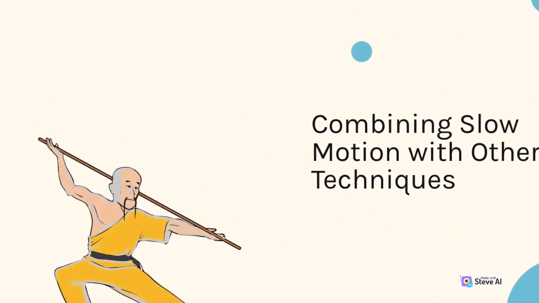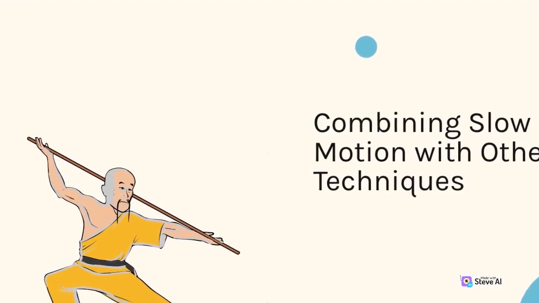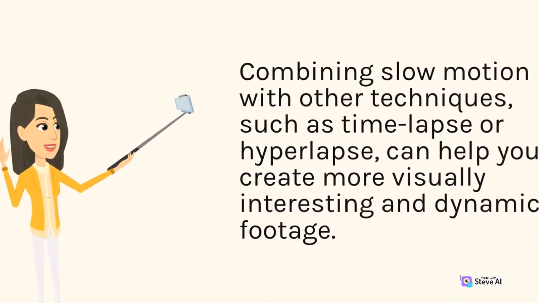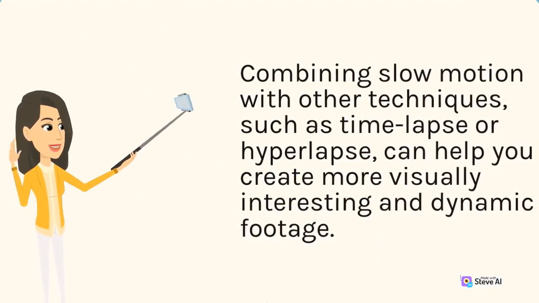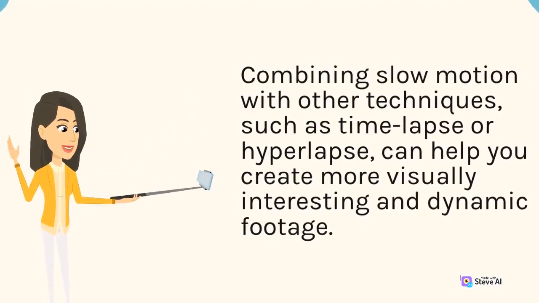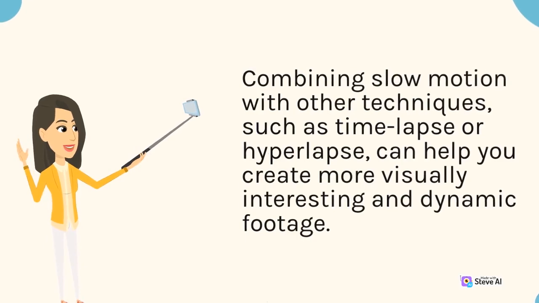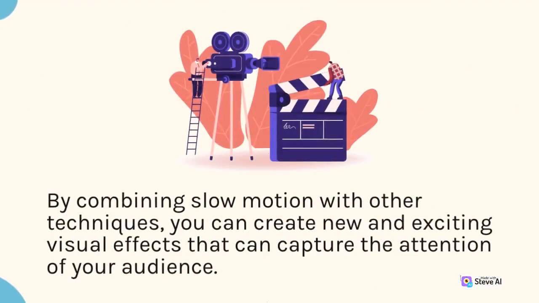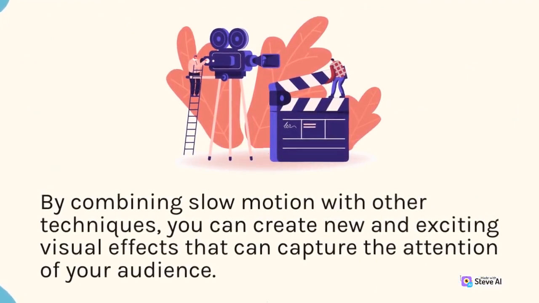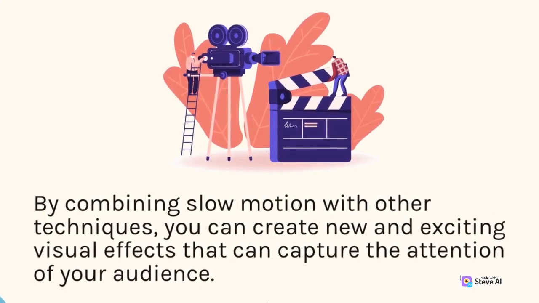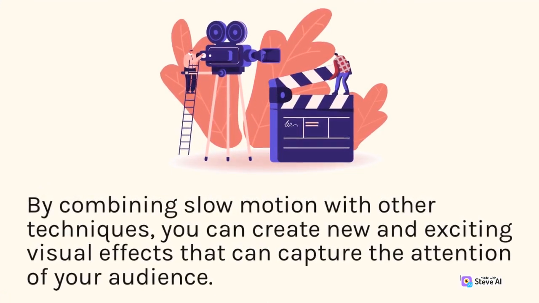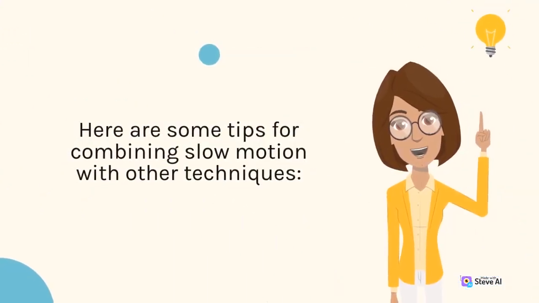Combining slow motion with other techniques. Combining slow motion with other techniques, such as time-lapse or hyperlapse, can help you create more visually interesting and dynamic footage. By combining slow motion with other techniques, you can create new and exciting visual effects that can capture the attention of your audience. Here are some tips for combining slow motion with other techniques.